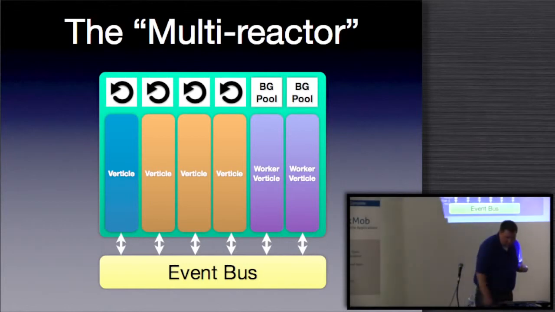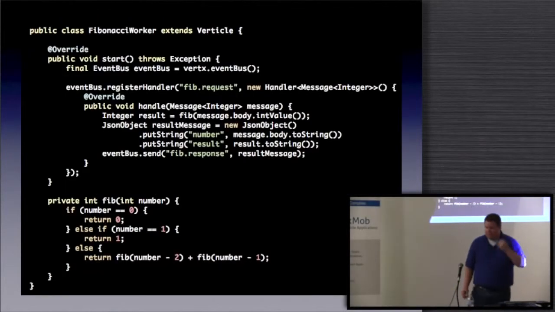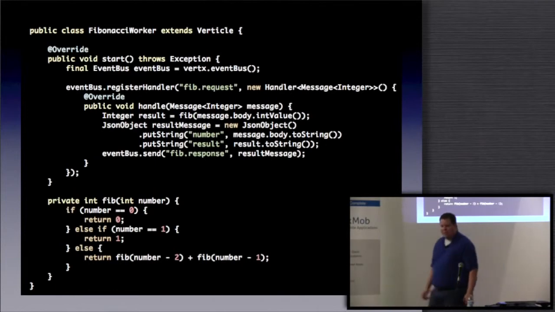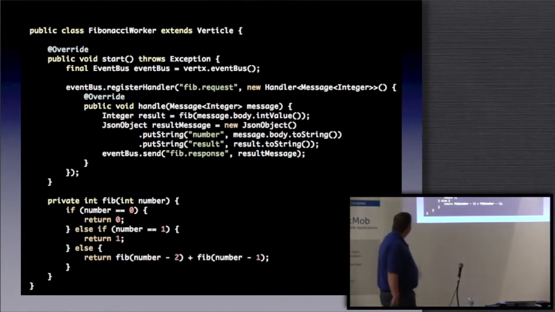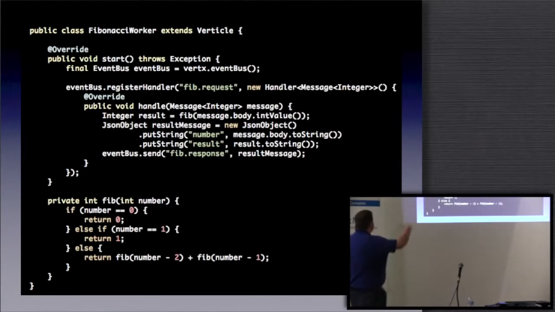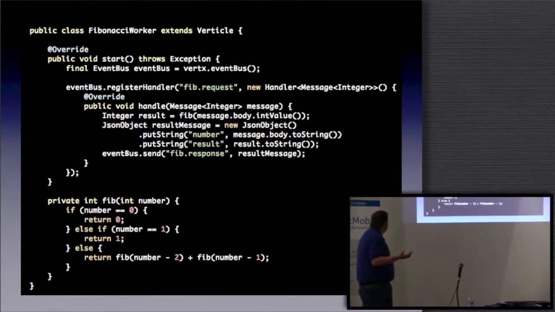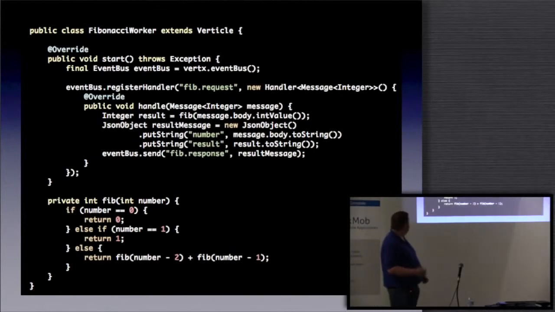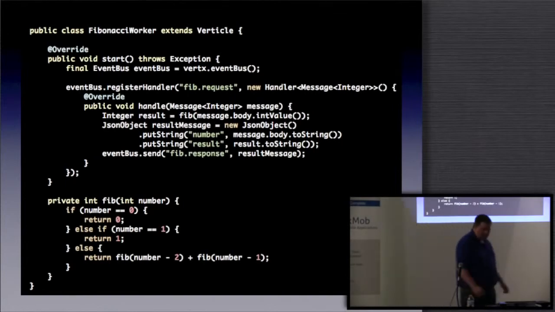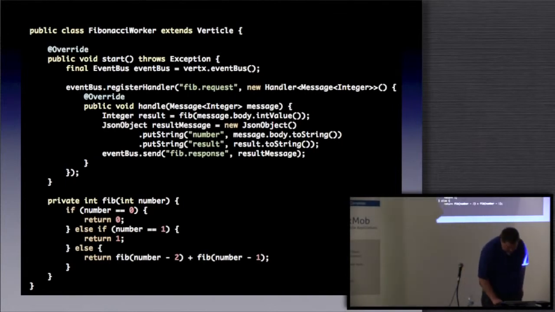So what does this look like? I said something about Fibonacci earlier, so I've got this kind of toy example of a Fibonacci worker. What does a Fibonacci worker do? Well, it's going to get a hold of the event bus, register a handler at the fib request address, and when I get a message there, I'm going to calculate that Fibonacci number, and then I'm going to place the number that was requested and the result in a message and send that to the Fibonacci response address.